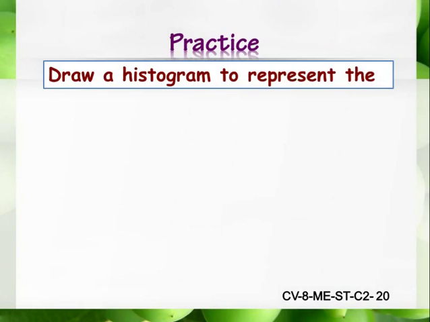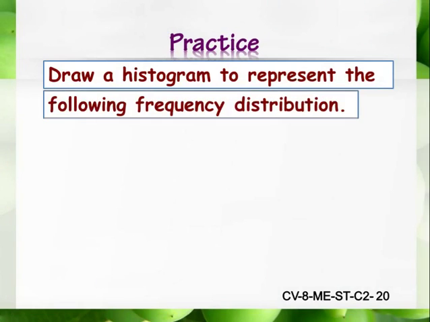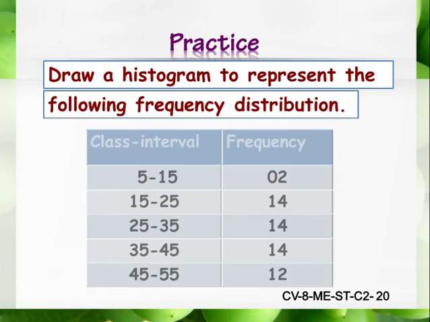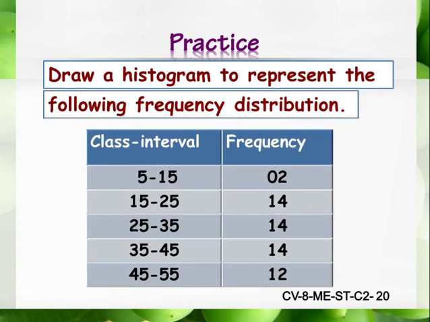Draw a histogram to represent the following frequency distribution. Class interval and frequency are mentioned here in the frequency distribution table. By looking at the class interval, you can decide what type of class interval it is. Anybody? Yes, it is correct. It is exclusive class interval. So, we need not convert this class interval. It's already given as exclusive class interval. Directly you can draw the histogram.